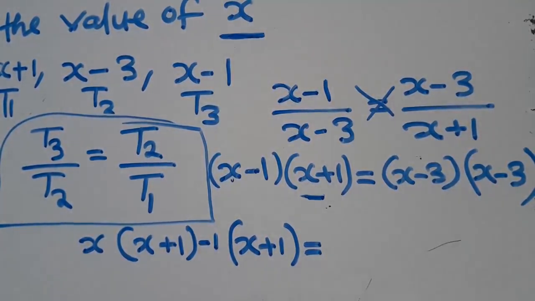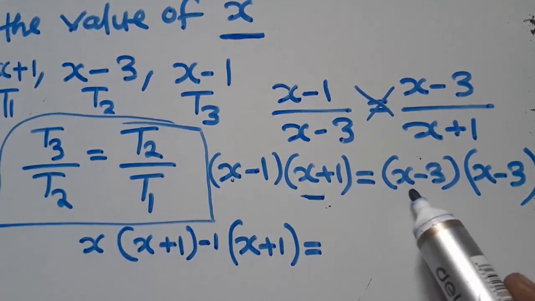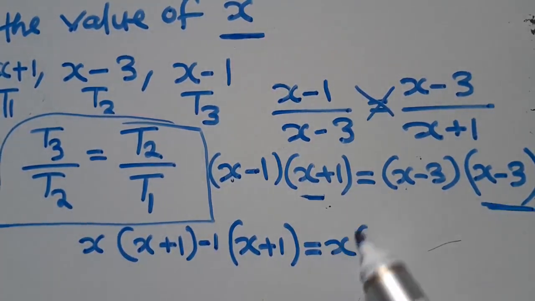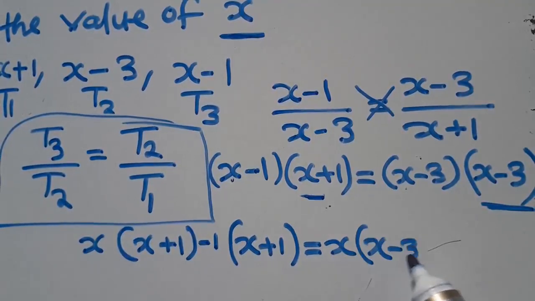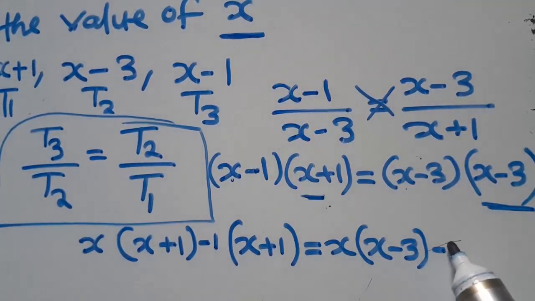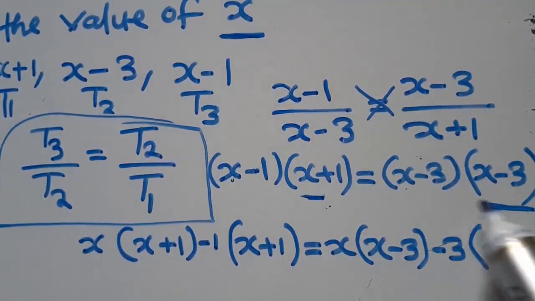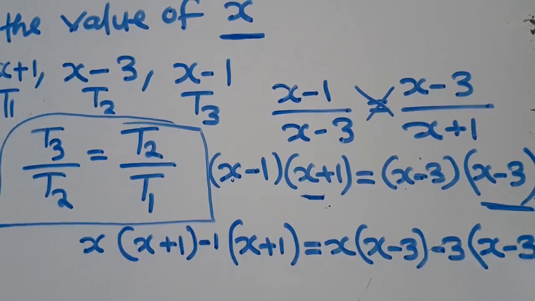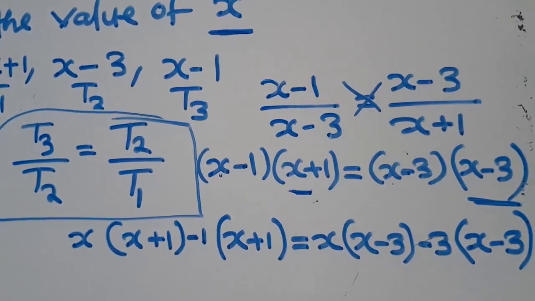I'm teaching you how we expand this. You get this x, multiply it with everything there, so x multiplied by x minus 3. Then minus 3, open bracket, minus 3 multiplied with everything in this bracket, which is x minus 3. This is what you are going to do. After you do this, then you start expanding. It's just a matter of expanding now.